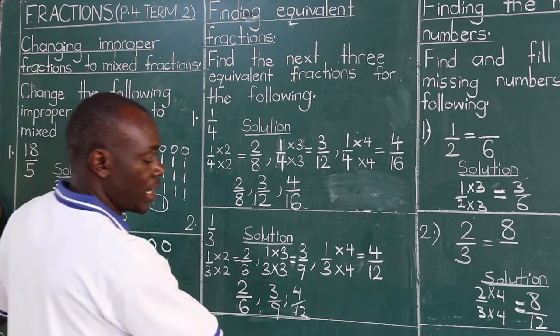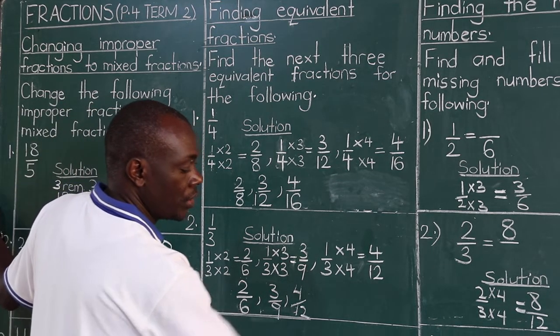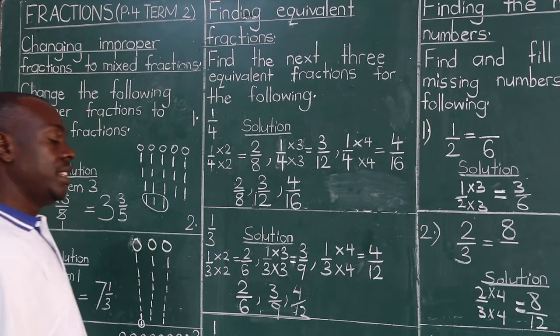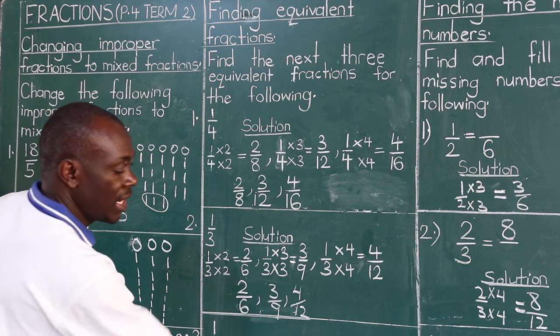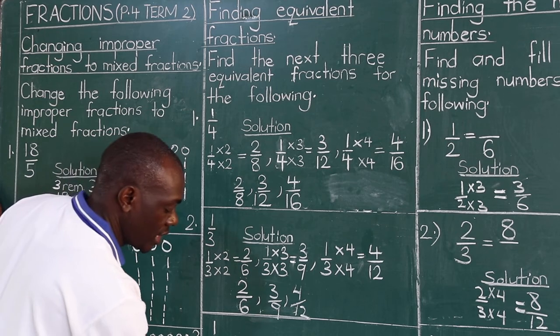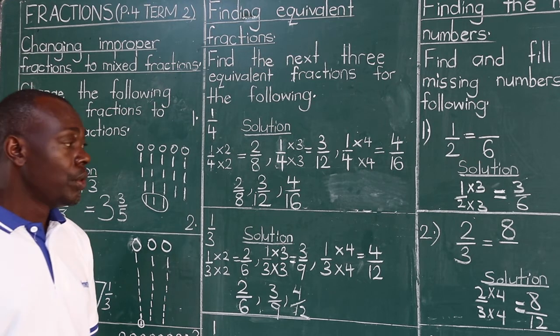Then for the third, you multiply by 4, up and down. 1 times 4 is 4. 5 times 4, you get 20. So 4 out of 20 is the third equivalent fraction. So they are 2 out of 10, 3 out of 15, and 4 out of 20. And the ones here, you get a ruler and underline them. The next 3 equivalent fractions to one fifth. And that's how we answer.